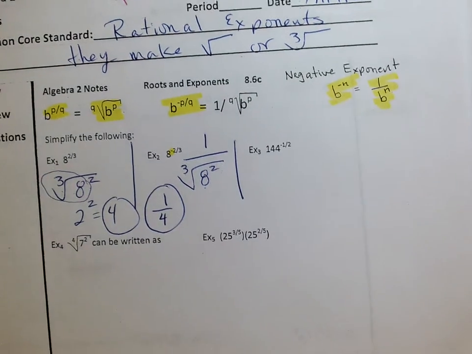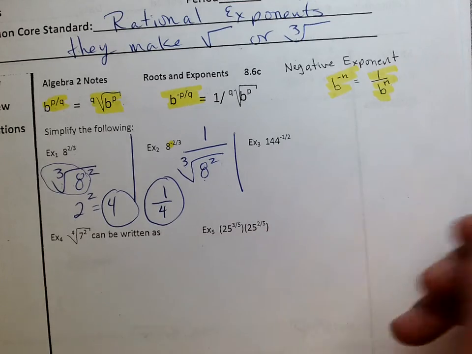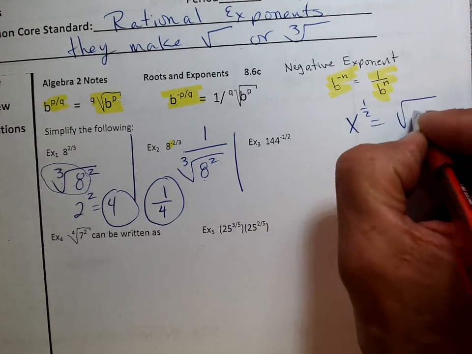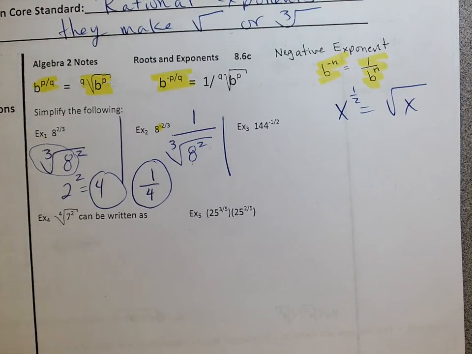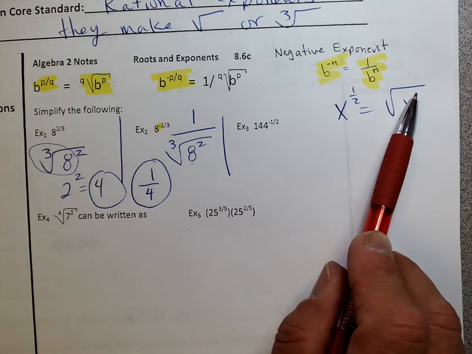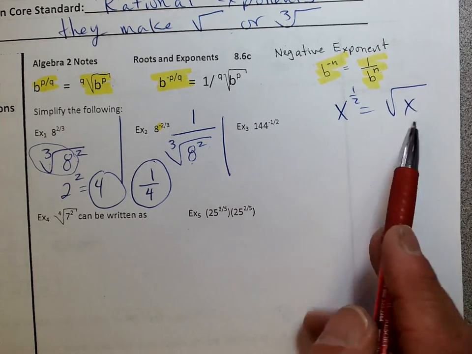Example 3. So 1/2 power, and let's write this down. If I have x to the 1/2, it is always the same thing as square root, okay? Always. 1/2 power is always square root. And it makes sense because there's a little 2 here we never write, and there's a number 1 here we never write. So the 1/2 power makes sense.